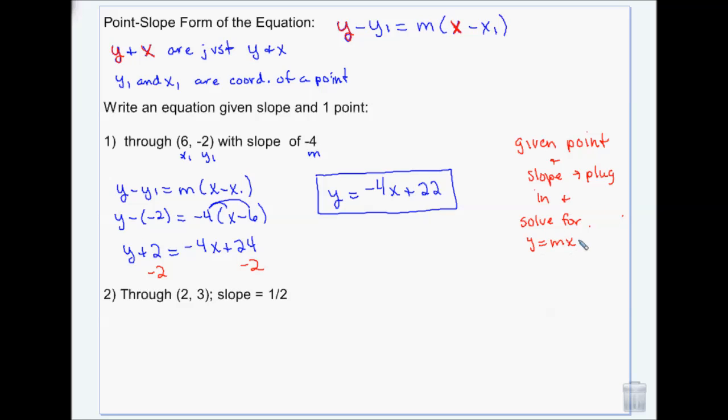Okay, so if you're given a point and a slope, you plug those in and then you solve it to be y equals mx plus b. We'll do another one.